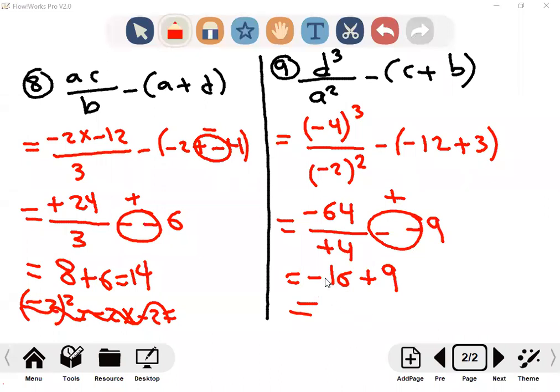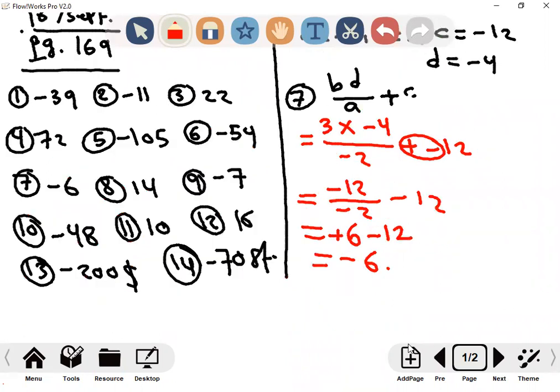Negative 16 plus 9, we subtract and put the bigger sign. Yalla, it will be what? Negative 7. So the answer of it is negative 7. So I did questions 7, 8, and 9. I'll go back to the answers and question 7. Else.